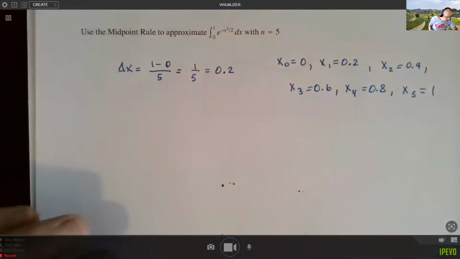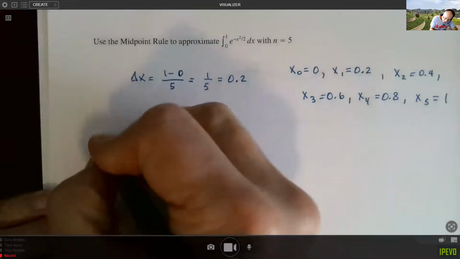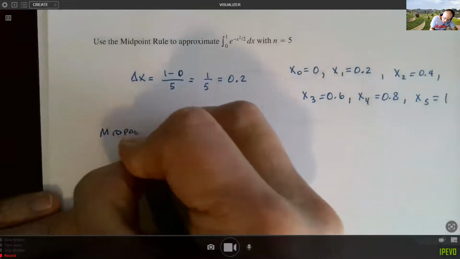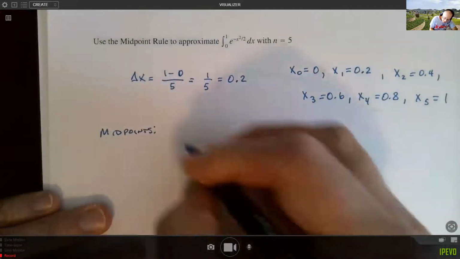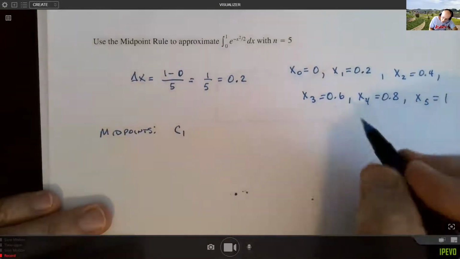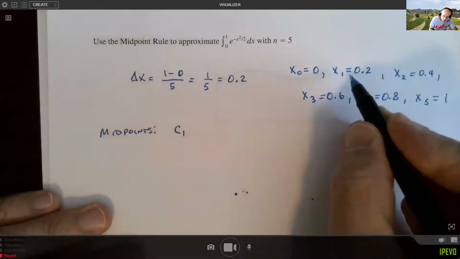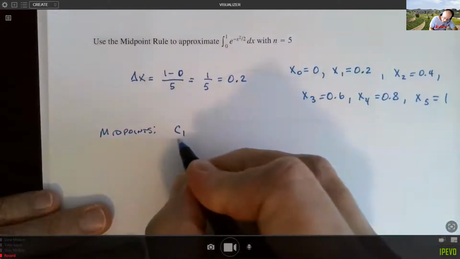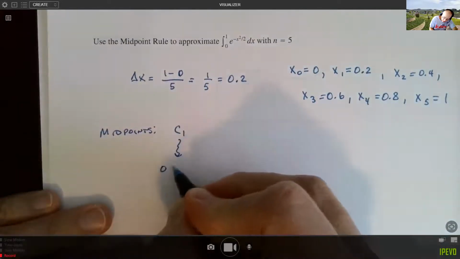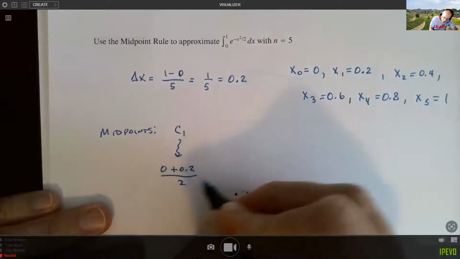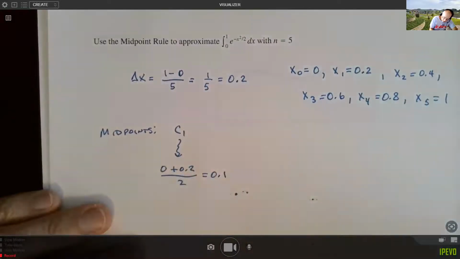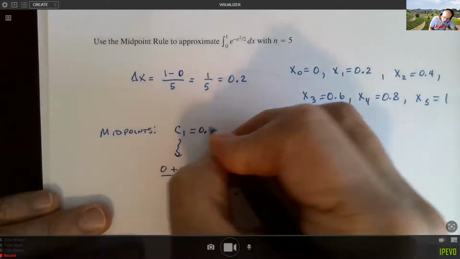So what are the midpoints? What is C sub 1? Well, C sub 1 would be halfway between x sub 0 and x sub 1. C sub 1 would be 0 plus 0.2 divided by 2. Well, that's obviously 0.1. So that's the halfway point between those two.